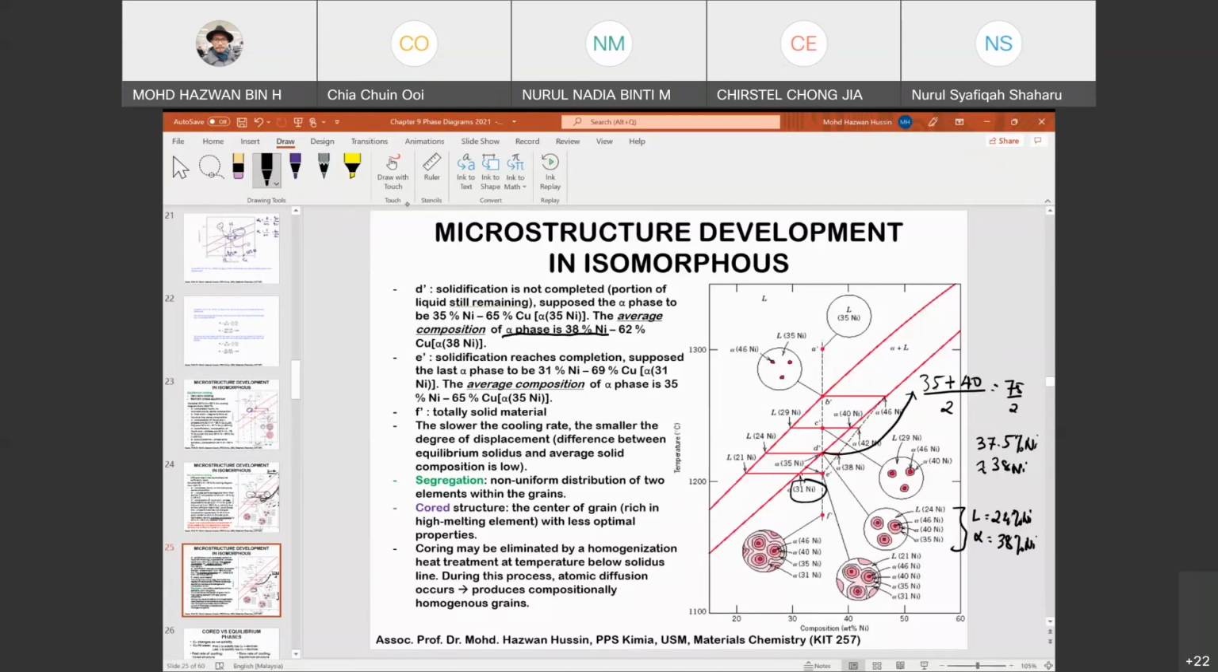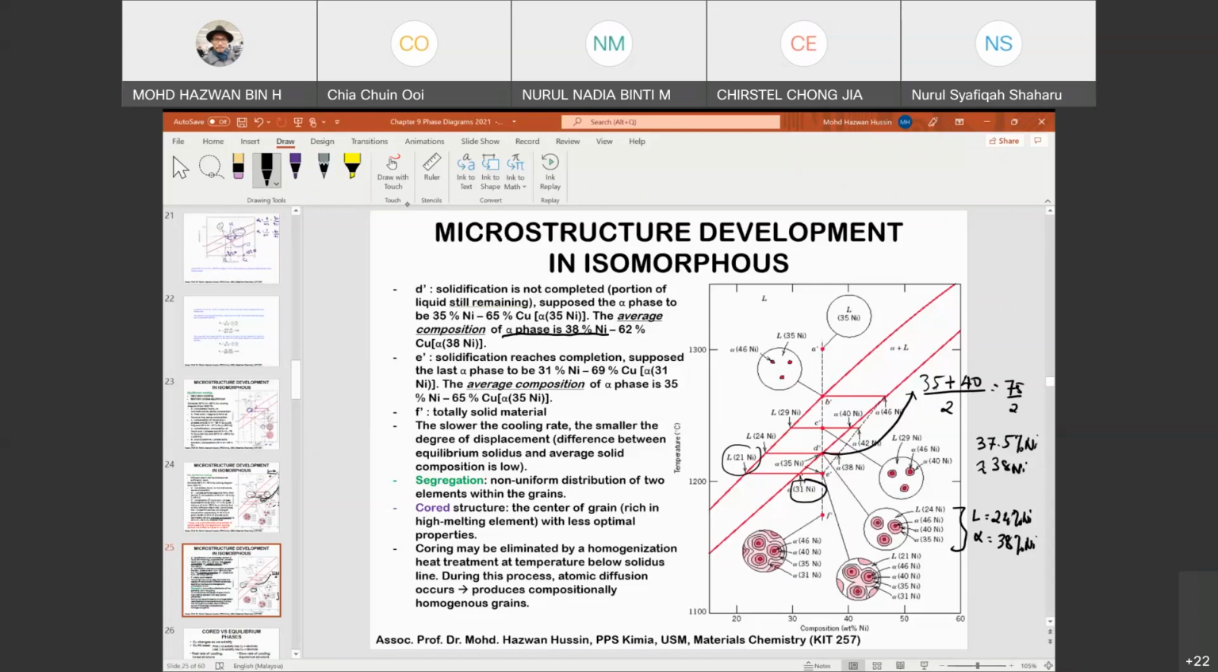Okay. Then if you look at the microstructure, you will have liquid is equal to 21. Okay. The grain or the core grain is equal to 46. First layer 40, second layer 35, third layer 31, and the average composition is actually equal to 35. Right? So still 35. We still consider it to be similar to the initial composition, right?